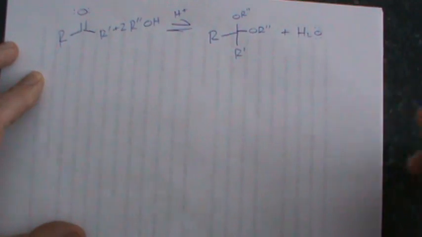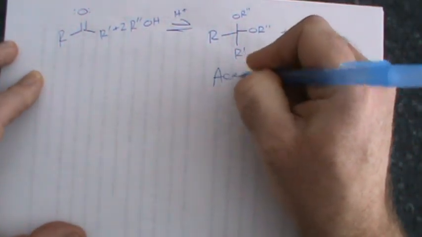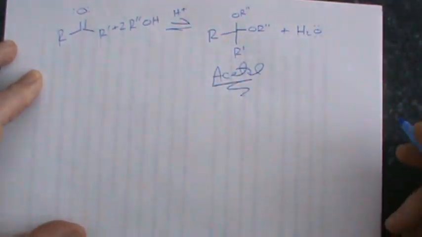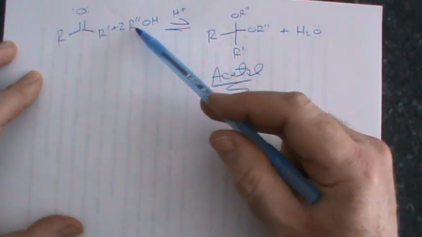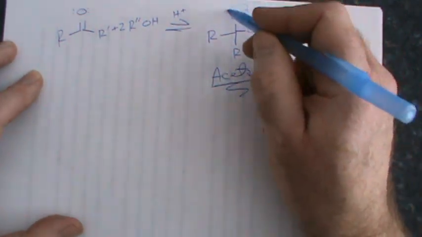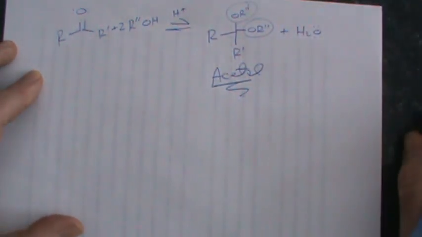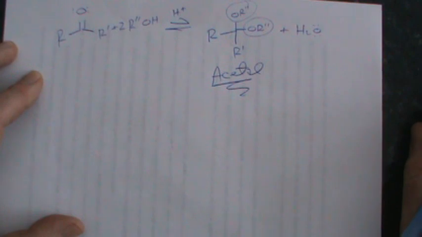And that is going to produce our acetal. So this is the structure of our acetal. Look at the alcohol we used: it was the stuff that had the R double prime, 2 equivalents. And now we see why we needed 2 equivalents, because we add ultimately 2 alcohols to the compound.